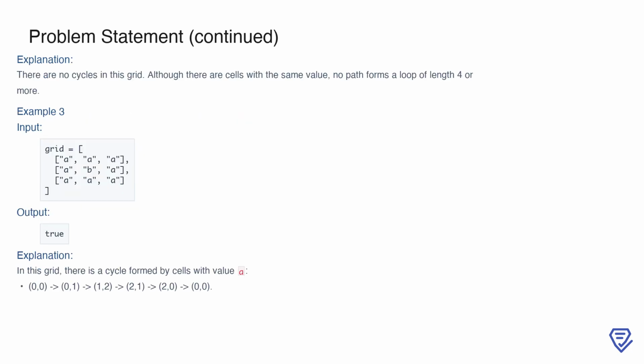Now let's examine another example. In the given grid, there is indeed a cycle. The path starts at cell 0,0, then moves to 0,1, proceeds to 1,2, continues to 2,1, then to 2,0, and finally loops back to 0,0. This path forms a closed loop, and its length is greater than or equal to 4, so the output for this grid is true. This demonstrates how the cycle detection works when paths take multiple turns, as long as they ultimately loop back to the starting point.